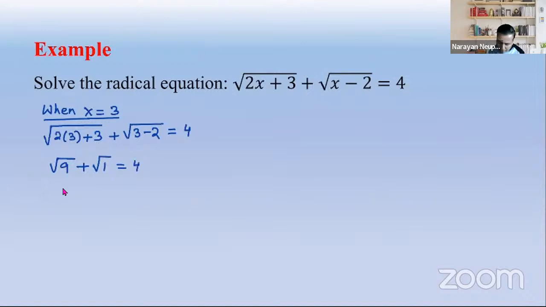The square root of 9 is 3. 3 plus the square root of 1, which is 1, equal to 4. 3 plus 1 is 4. That is true. That is a true statement. That means x equal to 3 is the solution to the equation. This statement is true because x equal to 3 is the solution. So we say x equal to 3 is a root of the given equation.